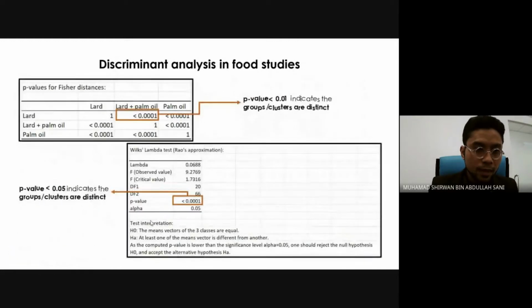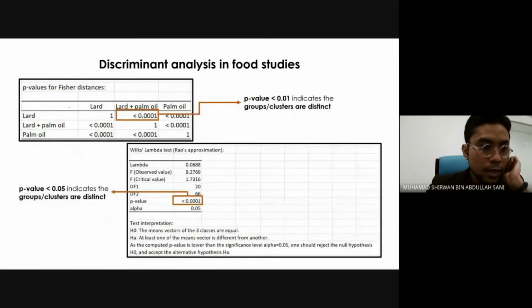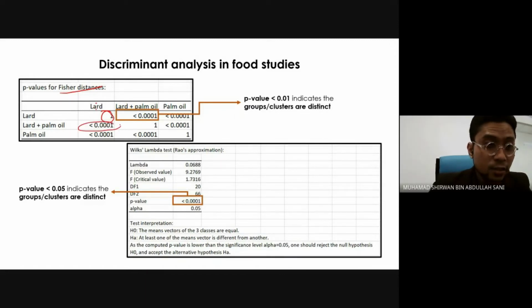Okay, this is the one that I told you, the p-value. P-value of Fisher distance. You can see here, lard and lard is 1. So we want to confirm that lard and lard should be 1, meaning that they are correctly in that particular group. But the lard group and the lard mixture with palm oil are less than 0.01, but this one, the result that they give is less than 0.0001. That indicates the lard group and the lard and palm oil mixture group are totally distinct from each other.